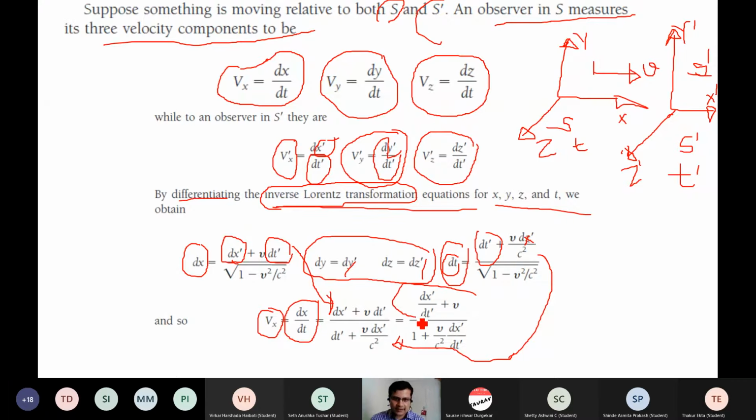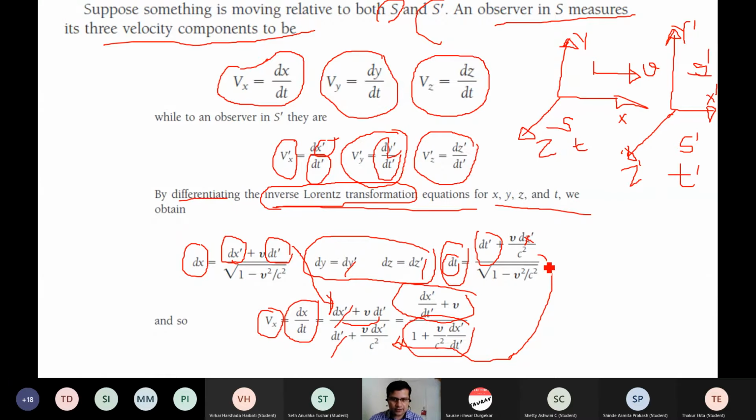And you can calculate the values now: dx prime by dt prime plus v, and in the denominator 1 plus v by c square times dx prime by dt prime. You just common out the v. So here it is dx prime by dt, okay? So dx prime by dt means you divide it by dt prime.